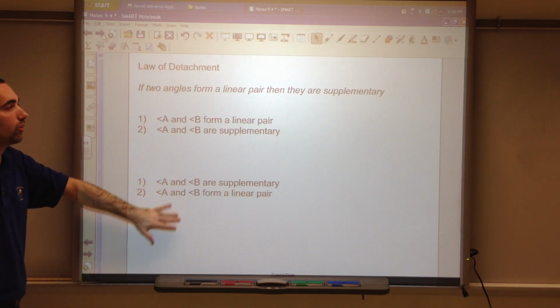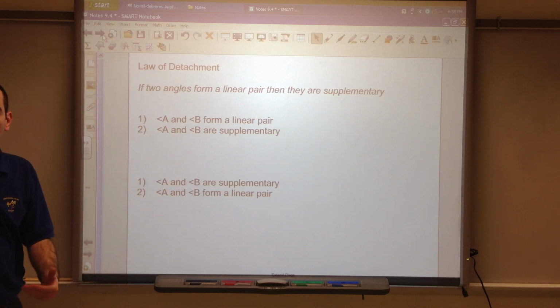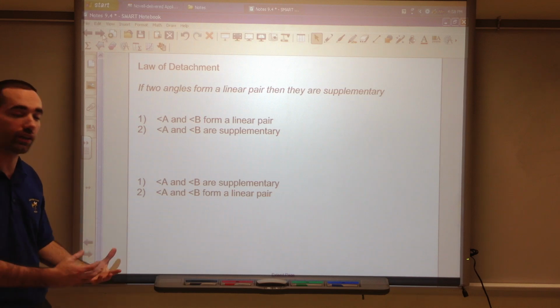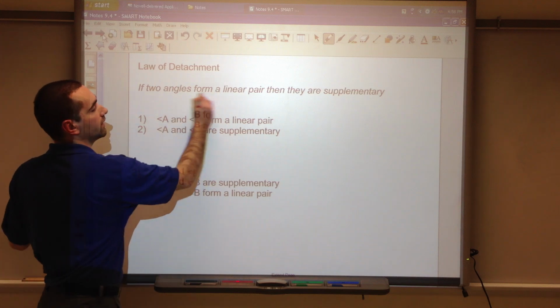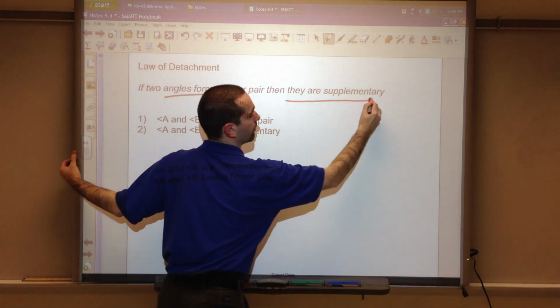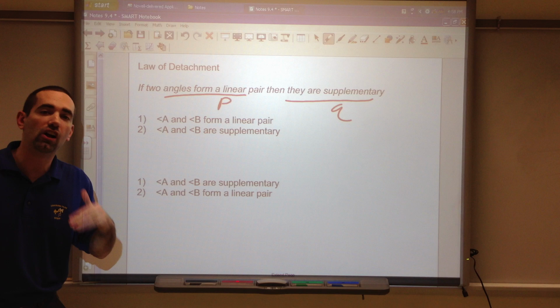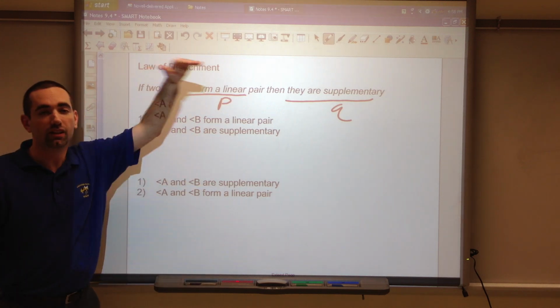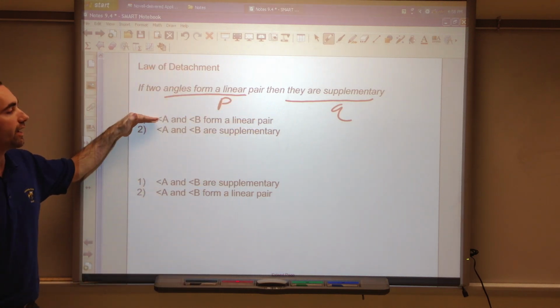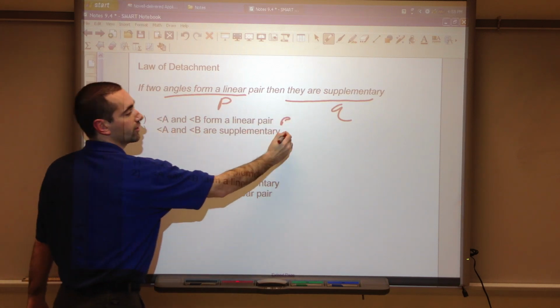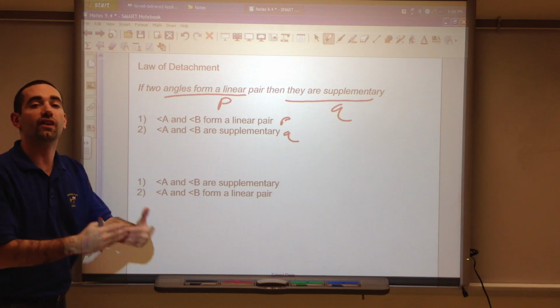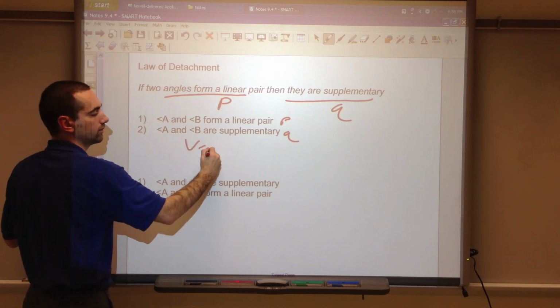So here we go, law of detachment. We're going to see if these are true or false, valid or invalid. If two angles form a linear pair, that's P, they're supplementary, Q. So I gotta follow that format. I gotta say P, Q. A and B form a linear pair. That's P. They're supplementary. That's Q. So it's valid. It followed the format.